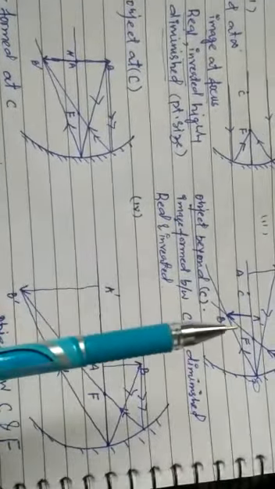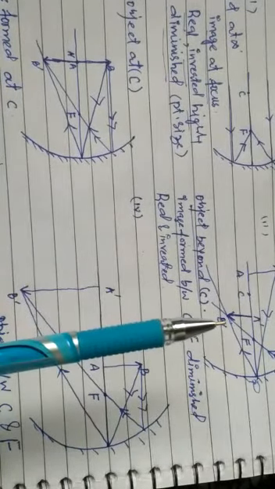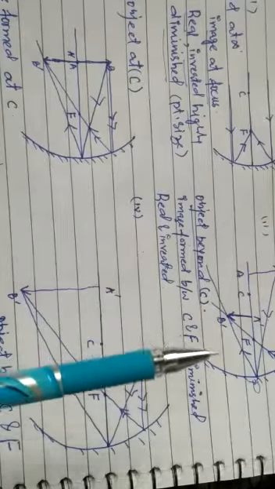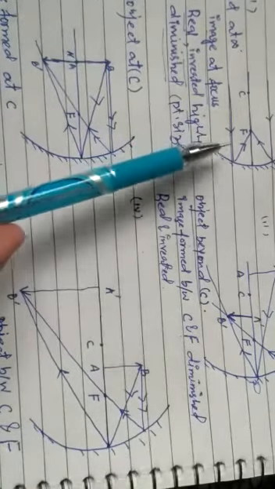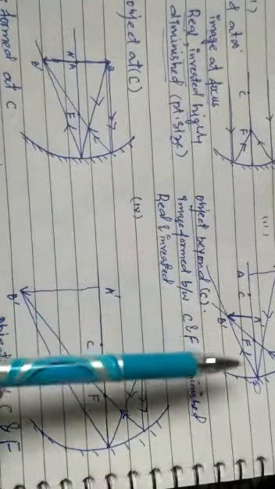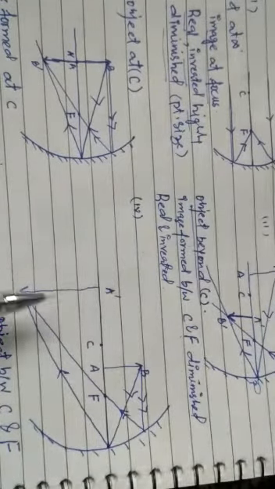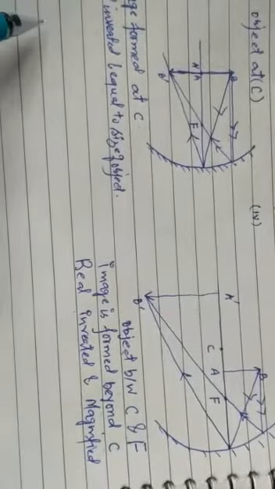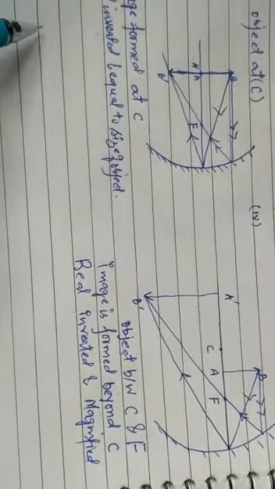What happens to the image is that it gets bigger and bigger, and it moves away from the focus. Here it was at the focus, here it is in between F and C, here it is at C, here it is beyond C. Now the logic says we have to put the object at F and the image is going to form at infinity.